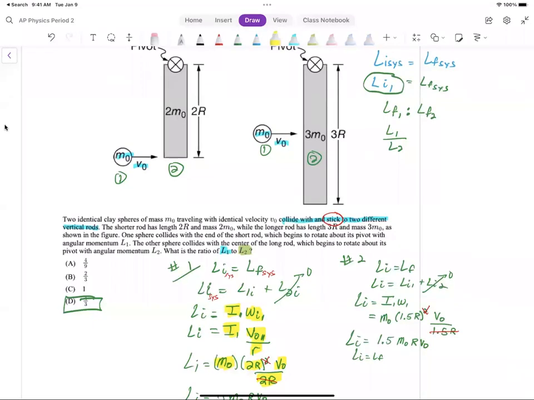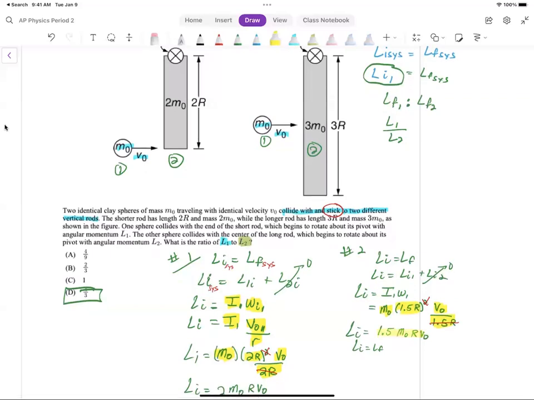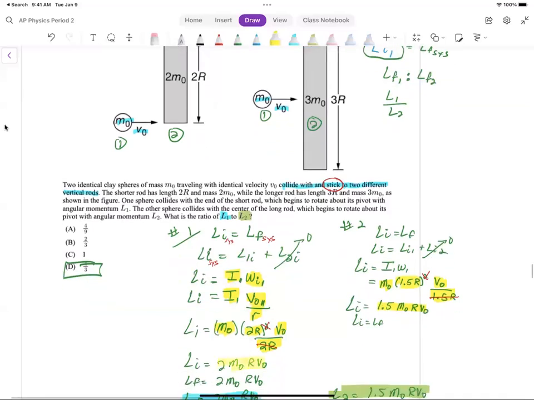So over here in number 2, be careful. Look at where it hits. The I value is the mass times its distance from the axis of rotation squared. Its distance is not 3, it's half of 3. It's right smack dab in the middle. So 1.5 r. I square it, and then I determine its angular velocity using the linear velocity. Again, the r is 1.5 r. So this is 1.5 m times r times v naught. This becomes 2 m r times v naught.